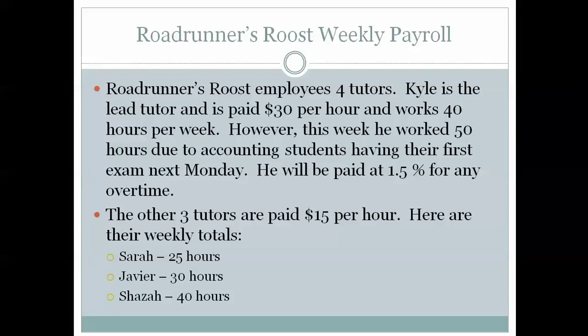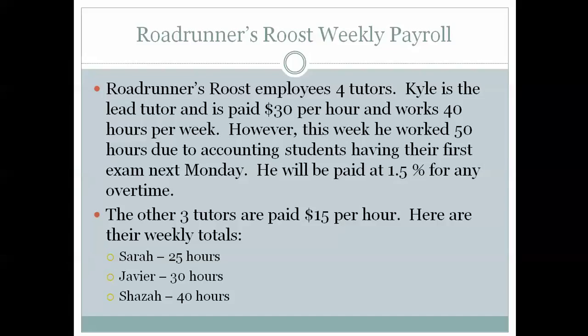Roadrunners Roost has 4 employees, 4 people who serve as tutors for the company. Kyle is the lead tutor and he is paid $30 per hour, and he typically works a standard work week of 40 hours. However, this week for this problem we are going to have Kyle working 50 hours because the Principles of Accounting students are having their first exam next week, and he's going to work 10 hours of overtime. And when you work overtime, you are typically paid at 1.5 times your standard hourly rate. So for Kyle's overtime hours, he is going to be paid $45 an hour, 1.5 times the $30 per hour rate.